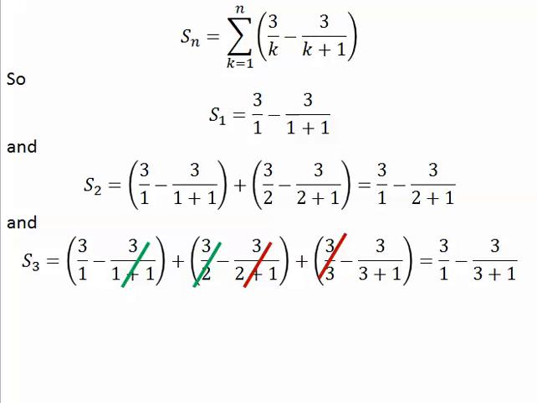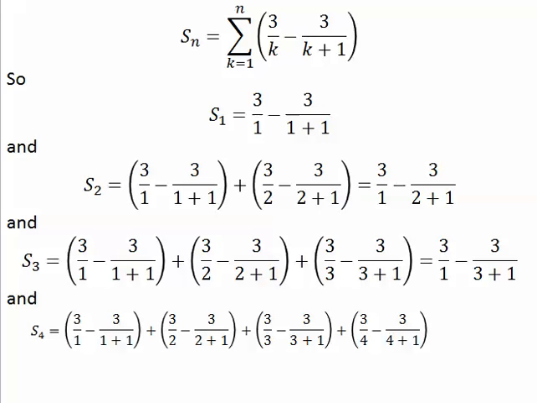Let's just do this one more time. S sub 4, I'm looking at k equals 1 plus the term k equals 2 plus the term k equals 3 plus the term k equals 4. And what kind of cancellation? Again, with my cancellation, I have the very first term and the very last term. So this has occurred every single time. Everything in the middle cancels out, and I have the first number, 3/1, minus the last number.